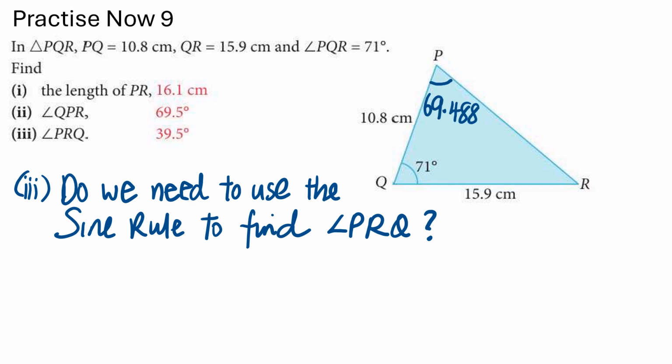The next question that I need to ask you is that you have already found QPR to be 69.488, and you know PQR is 71. Do you still need to use a sine rule to find angle PRQ? Is it necessary?